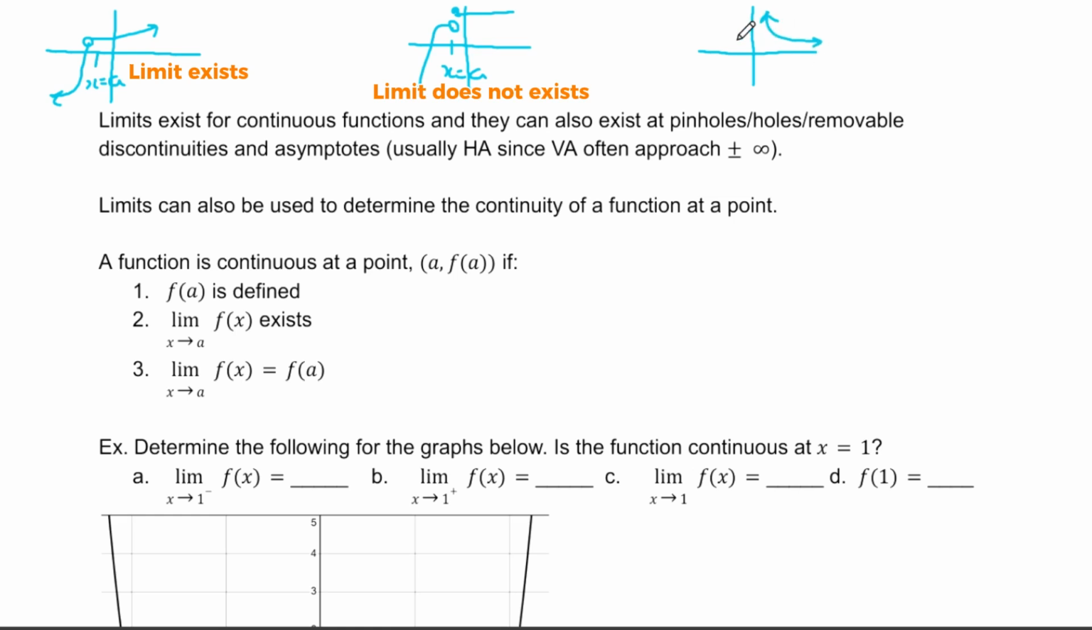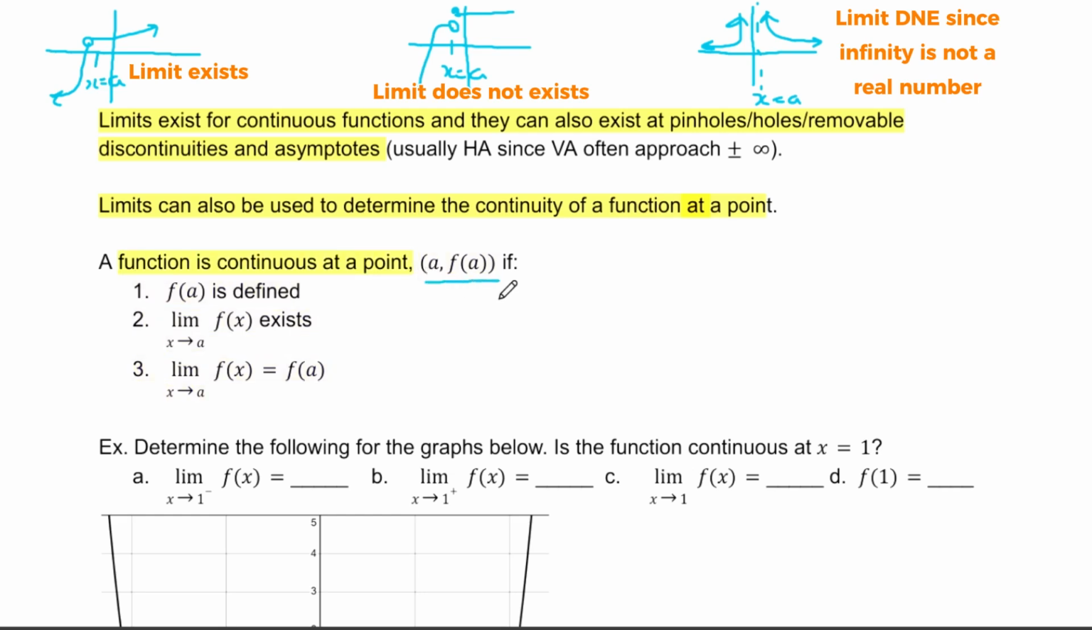Limits always exist for continuous functions, but they can also exist at holes, also called removable discontinuities, and at horizontal asymptotes. At vertical asymptotes, limits often do not exist because the function usually approaches positive or negative infinity. Limits are also useful for determining whether a function is continuous at a point.